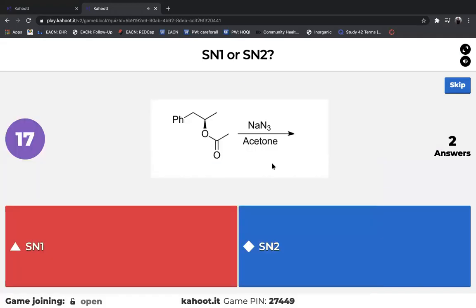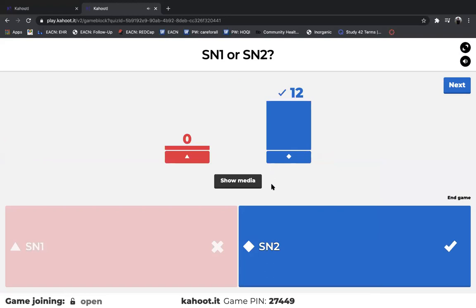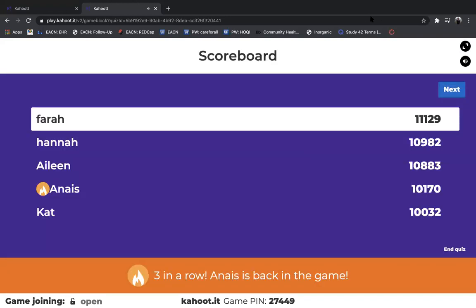Okay, so this could be tricky. First identify what your leaving group is. See, it's a couple different things. So my leaving group is that carboxylate group. Say it, you guys got it.